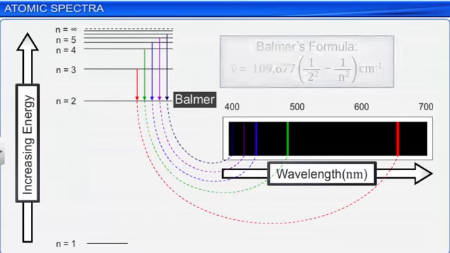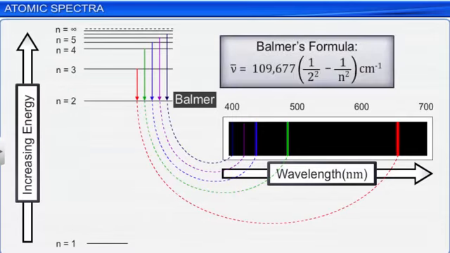Balmer showed that if spectral lines are expressed in terms of wave number, then the visible lines of the hydrogen spectrum obey the formula: wave number, nu bar, equal to 109,677 multiplied by (1 divided by 2 squared minus 1 divided by n squared) per centimeter. Here, n is an integer equal to 3, 4, 5, etc.